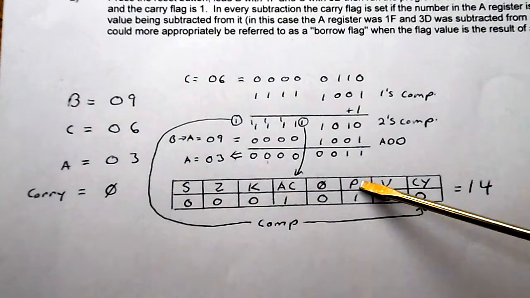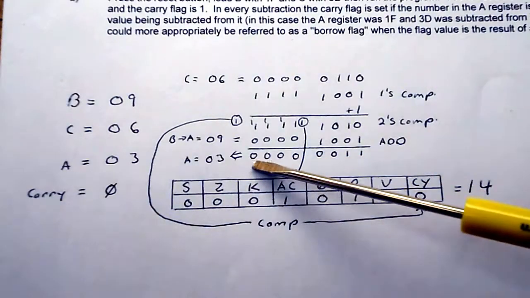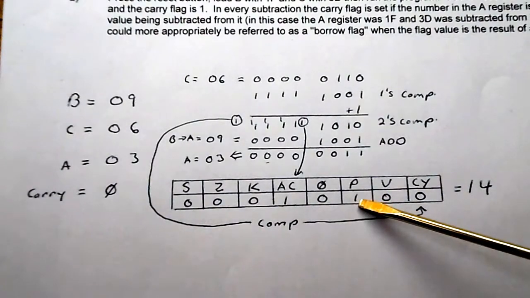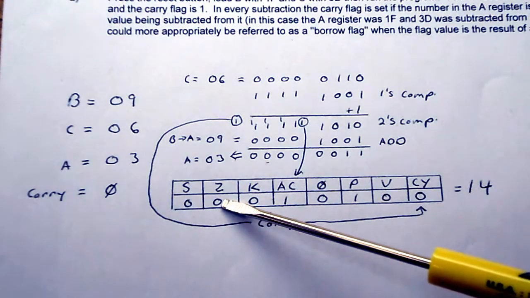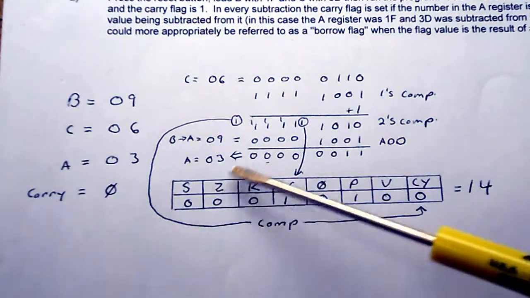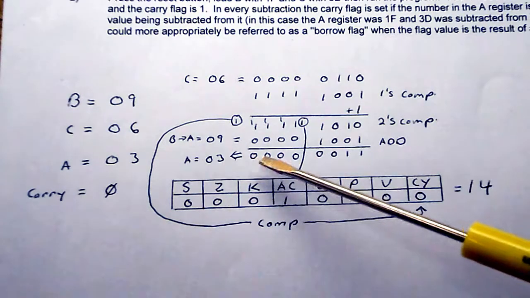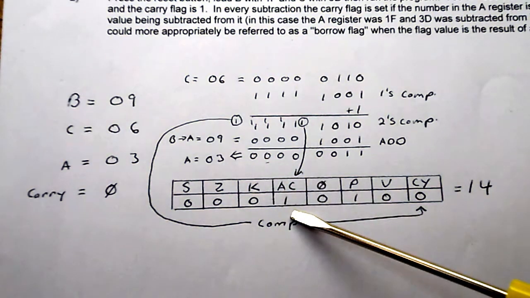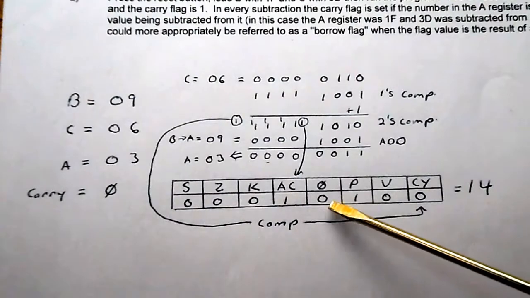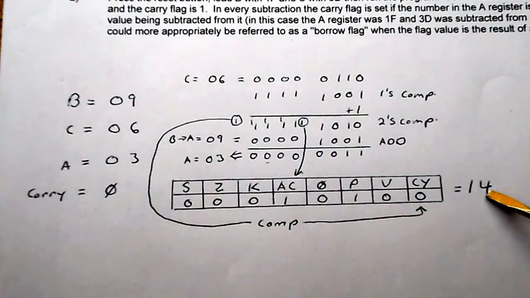The parity bit, you'll notice there's an even number of 1s in our answer, so our parity bit is set. Our zero bit is reset because the answer is not 0, and the sign bit is indeed 0. So our flag register ends up being 0001, which is 1, and 0100, which is 4. So that's the 1, 4 we saw in the AF register pair.